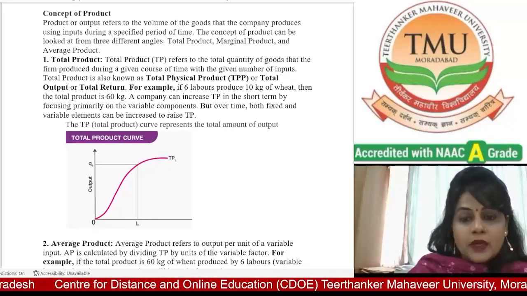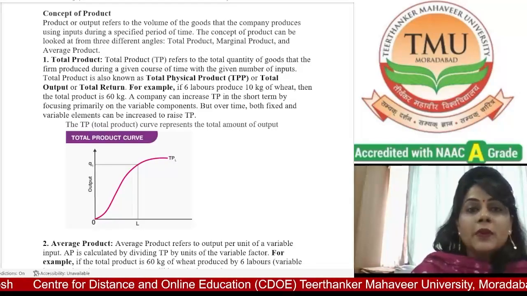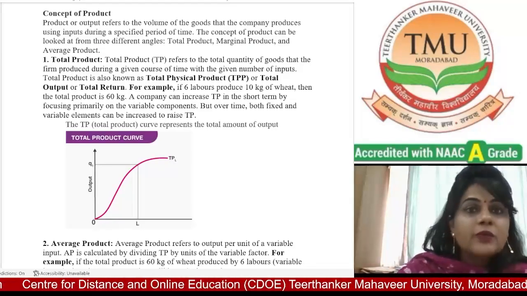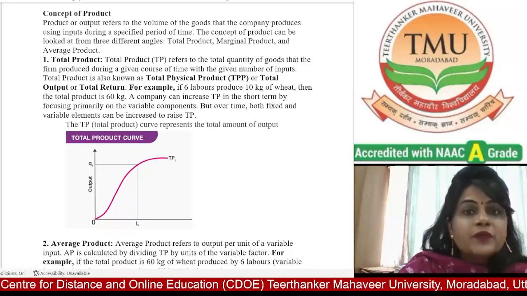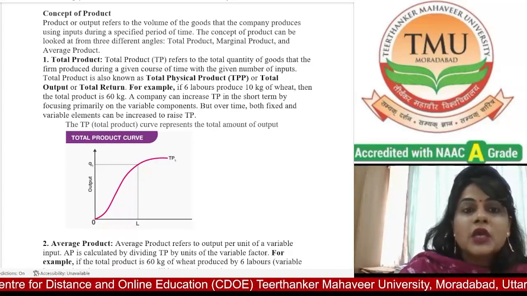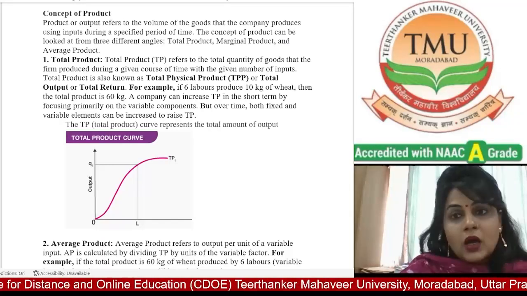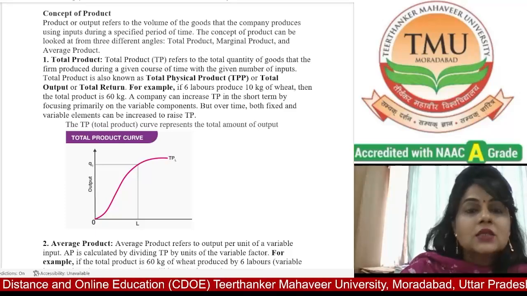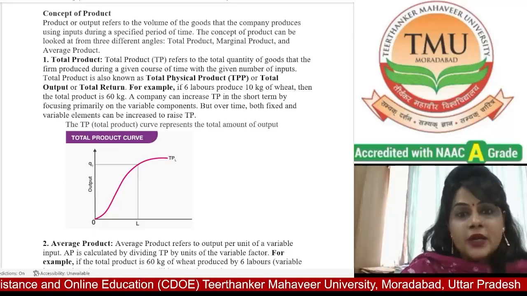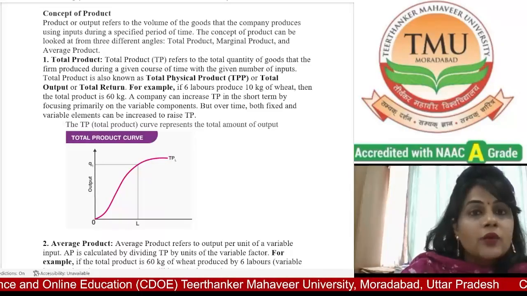What is the total product? Total product, TP. TP refers to the total quantity of goods that a firm produces during a given course of time with a given number of inputs. Total product is also known as total physical product, TPP, or total output.